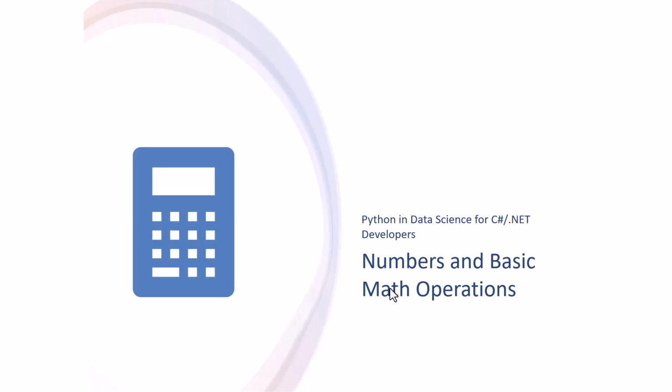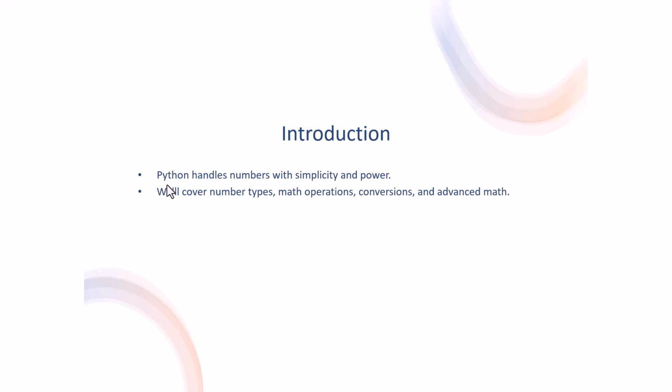We're going to dive into the fundamental building blocks of any data science application, which is numbers and basic mathematical operations. For those of you who are coming from a C# or .NET background, you'll find some familiar concepts here, but also some interesting and convenient differences in how Python handles numbers. By the end of this section, you'll have a solid understanding of how to work with numerical data in Python. So let's get started. Now, as an introduction, Python handles numbers with simplicity and power, and we'll cover number types, math operations, conventions, and advanced math, as I just told.